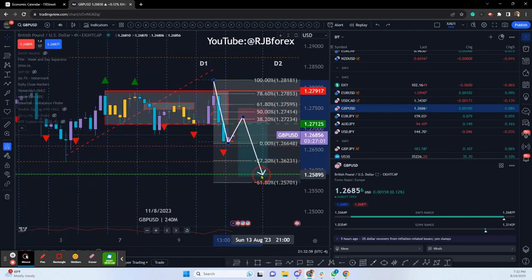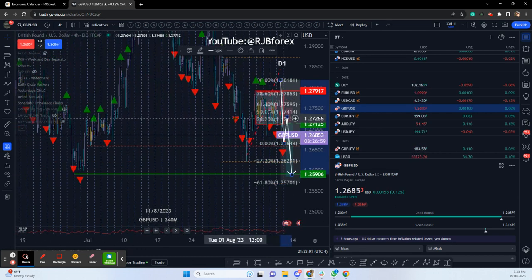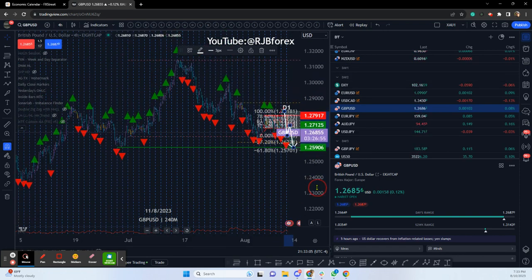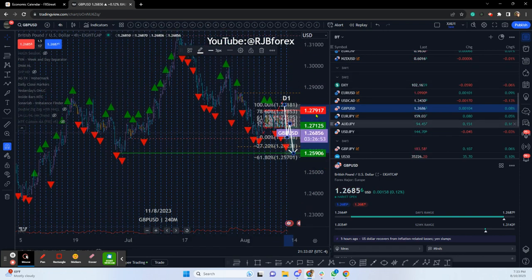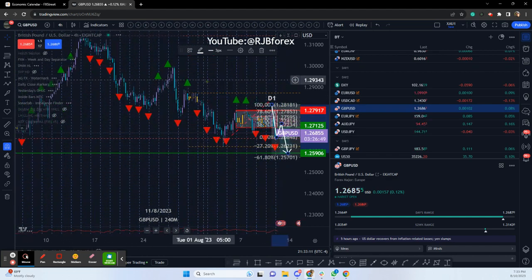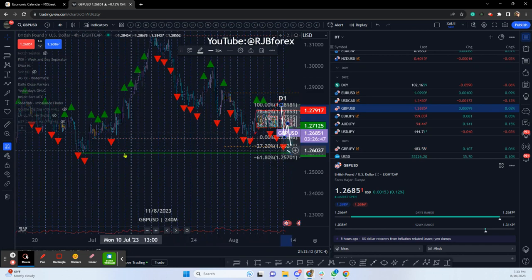$125.90 as a target to test these lows. And in the money over here, in the money longs.